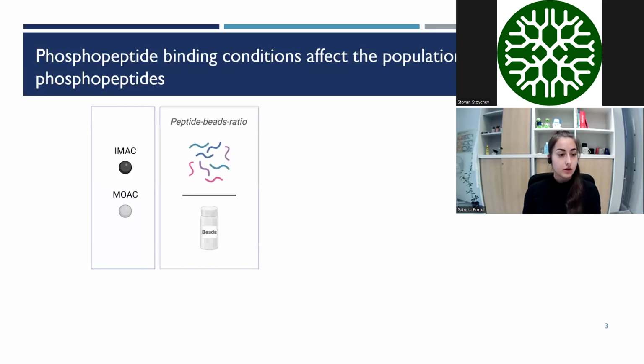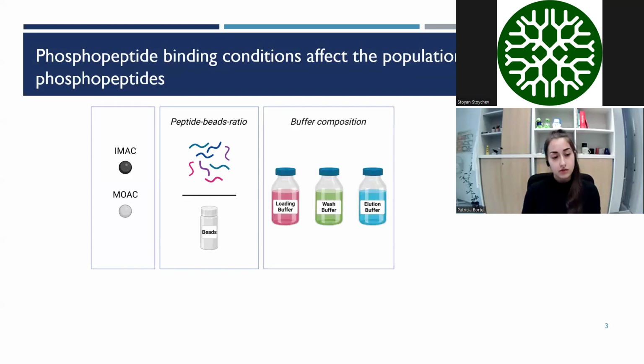And regardless of the material, the effectiveness of these phosphopeptide enrichment strategies largely depends on the parameters during the enrichment. So for example, what can play a role is the peptide to beads ratio, the composition of all buffers used during the workflow, such as the loading buffer, the wash buffer, and the elution buffer. For example, the loading buffer can contain some kind of competitive non-phosphopeptide binder, such as glycolic acid, or high percentages of trifluoroacetic acid to avoid the binding of highly acidic non-phosphorylated peptides. And also the binding time, so the time for how long you are incubating your sample with beads, can play an important role on the resulting phosphoproteome.